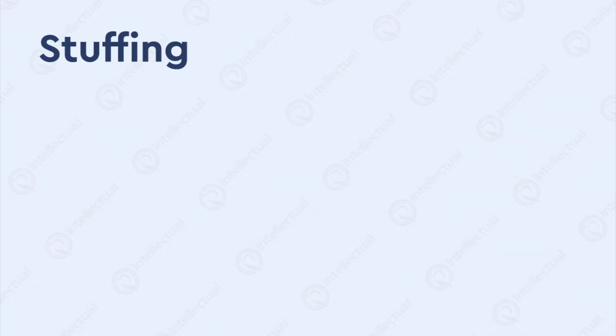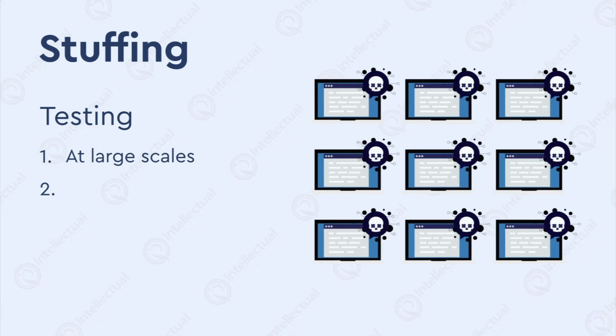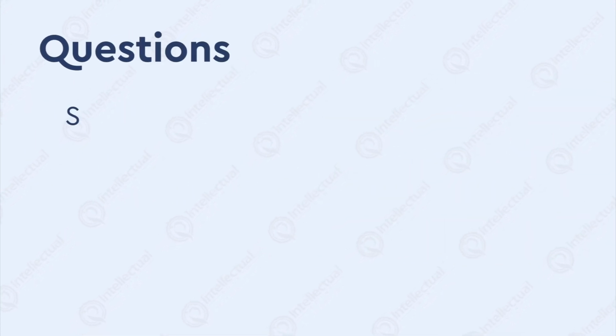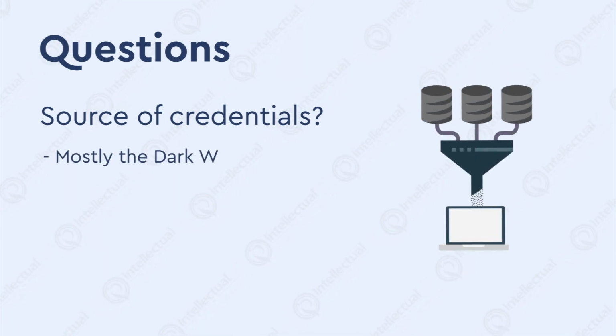Moving on to stuffing. At its heart, stuffing means testing. However, stuffing also implies two other things: testing at a large scale and testing information that is stolen. Now, when you reflect on this, a few questions may come to mind. For example, what and where did these username and password pairs come from? Well, a lot of them come from the dark web.